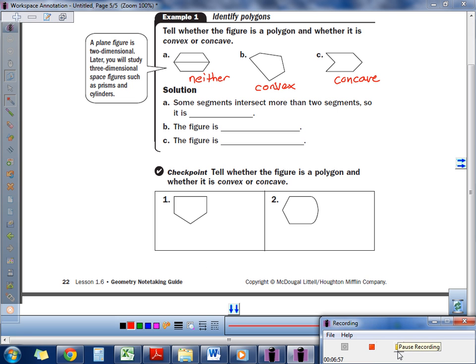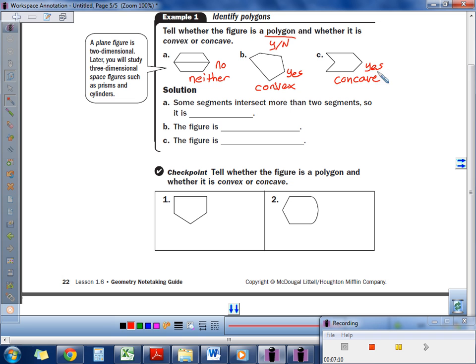All right, on the checkpoints it says tell whether the figure is a polygon and whether it is convex or concave. Try that real quick. One thing I accidentally skimmed over is tell whether it is a polygon or not. So really it wants a yes or no answer on each of these. Is this first one a polygon? No, it's multiple polygons. So it's not a polygon, singular. Is this a polygon on part B? Yes. And is this one a polygon on part C? Yes. They're closed figures and they are single figures.